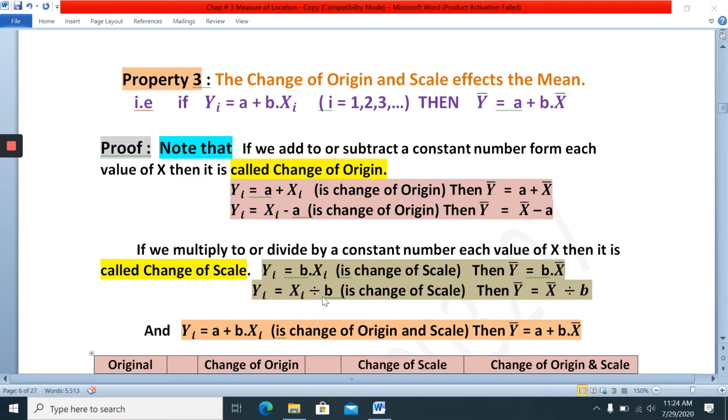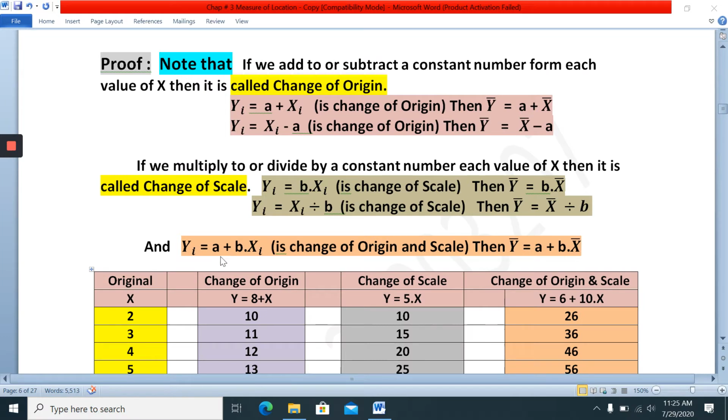If you divide, xi divided by b, then it is also called change of scale. Then if you divide by b, here you will also divide x bar by b, and you will get y bar. So if you multiply or divide x by any number, it is called change of scale. Change of scale is either from multiplication or from division. And change of origin is either from plus or from minus.